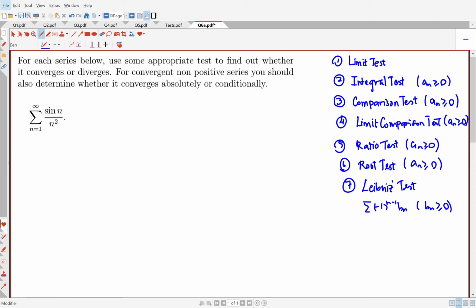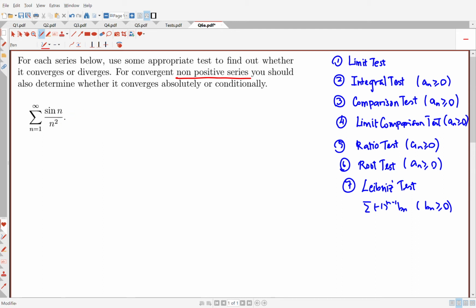Okay, for the series below, use appropriate tests to find out whether it converges or diverges. For convergent non-positive series, you should determine whether it converges absolutely or conditionally. So we need to check whether this is positive or non-positive. This is clearly non-positive. Okay, so we need to determine whether it converges absolutely, converges conditionally, or diverges.